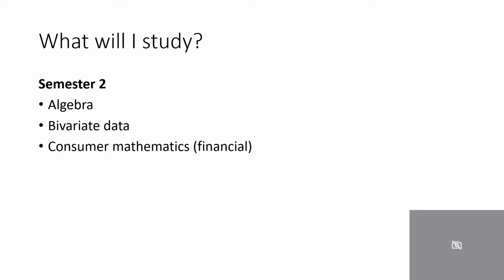In semester two, we study algebra, so forming equations based on real life situations, using them to solve things. Bivariate data, which is statistics, so graphing and representing different information. Consumer mathematics, which is another financial maths, but it's focusing on stuff that's a little bit different. And then geometry with a focus on mapping, so using maps to solve problems and looking at how maps work.